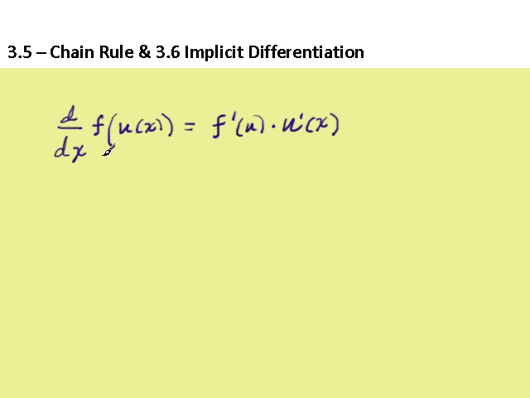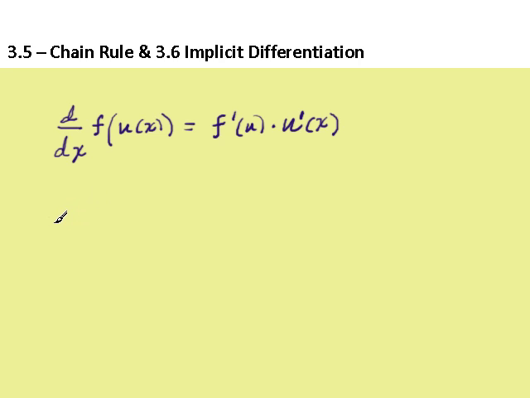All right, so it says, let's suppose we have this function f of u of x. So that's a composite function. f is the outer function and u of x is the inner function. And the derivative of that will be the derivative of f, f prime of u, times the derivative of u, which we'll call u prime of x. Okay, let's look at an example.